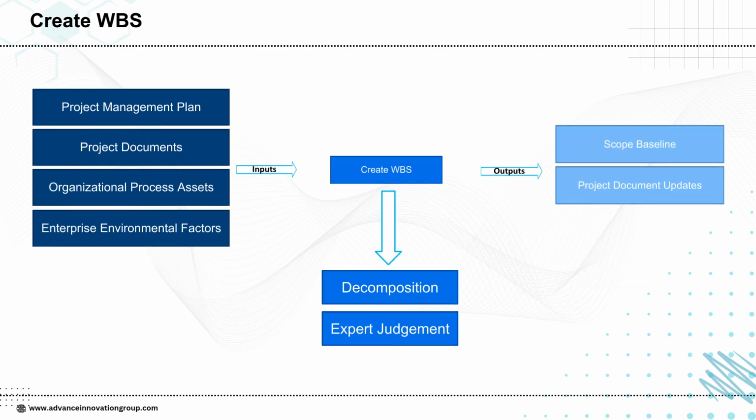Creating a work breakdown structure is the process of dividing the project scope into smaller, manageable components called work packages. The inputs for this process include the project management plan, project documents, organizational process assets, and enterprise environmental factors. Using techniques like decomposition and expert judgment, the WBS is developed. The main outputs of this process are the scope baseline and updates to project documents. In simple terms, creating a WBS ensures clarity and structure so that every part of the project is well defined and nothing is left out.